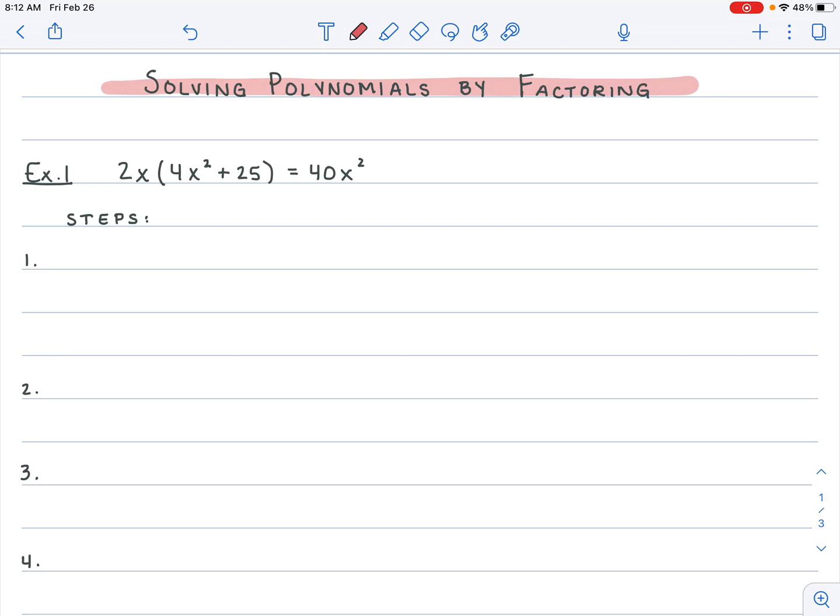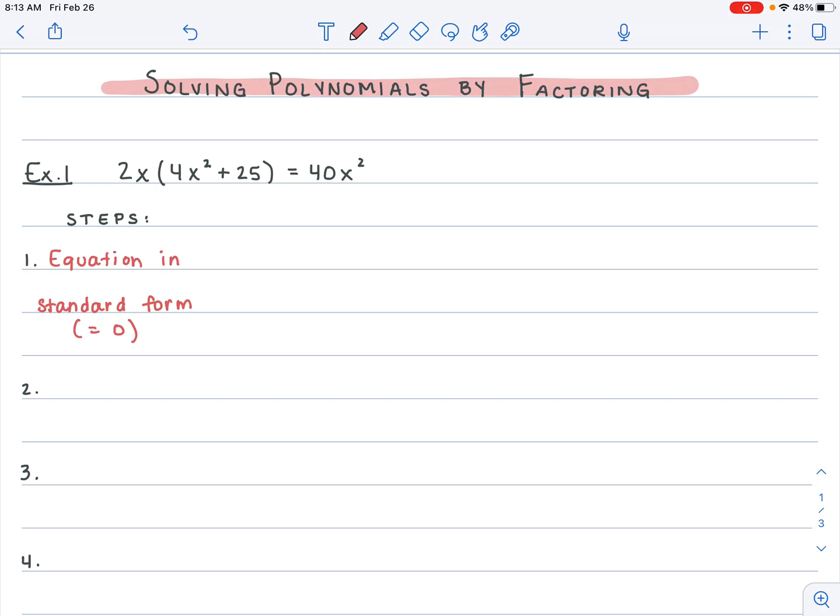So our first problem is 2x times 4x squared plus 25 equals 40x squared. So our first step is you want to get the equation in standard form. In other words, you want it to equal 0 here. So our goal is to get it equal to 0 and also get rid of any parentheses.